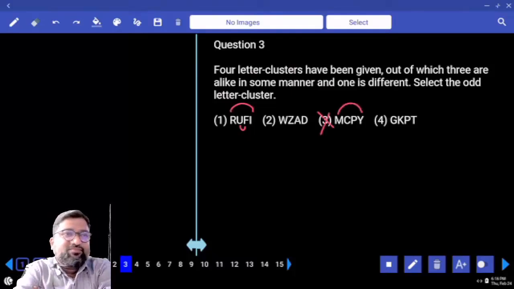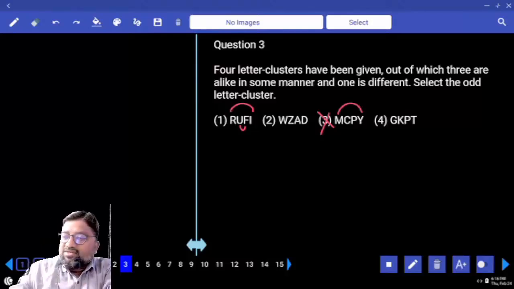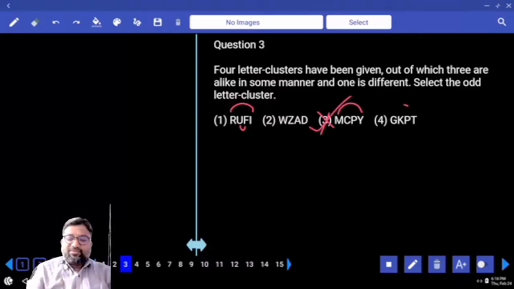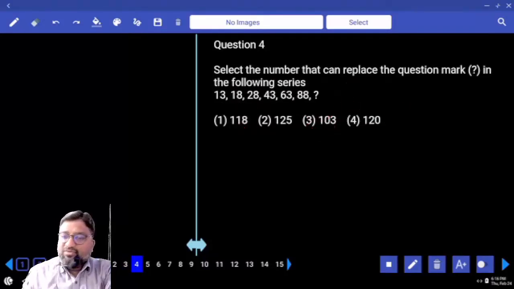No. What's opposite to M? N. C, X. So what's going on here? This is G, T, K, P. This is also right. So which option is my answer? Third option. Except third, all others follow the same rule.